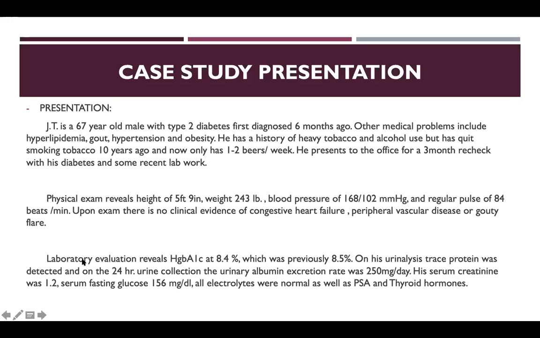His lab results did show a hemoglobin A1C of 8.4%, which was 8.5 before, so it didn't really change much. There was trace protein, and then they did a 24-hour urine collection, and the albumin was 250 a day. His creatinine was 1.2, fasting glucose 156, and all his electrolytes, his PSA and thyroid hormones were all normal.